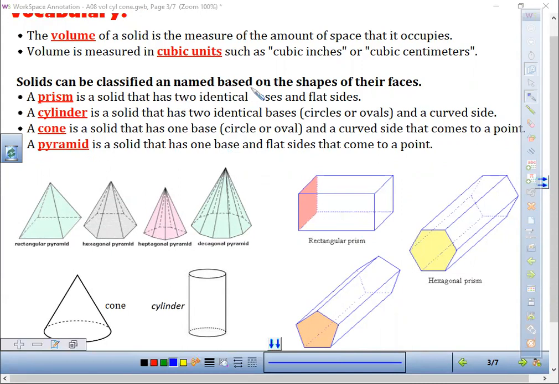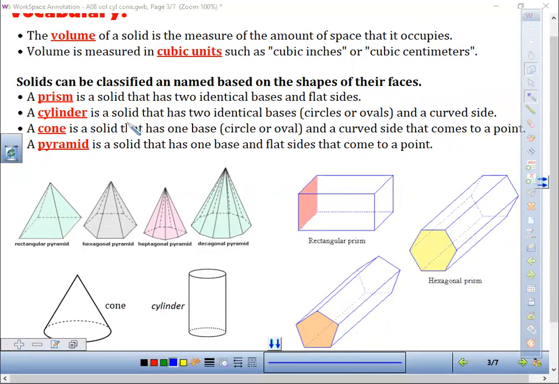Now, how do we name the prism? You name it by the shape of their base. So this is a rectangular prism. Again, this is a prism. It has two identical bases, and then it is combined with six flat sides. So again, a hexagonal prism, because the base is a hexagon.